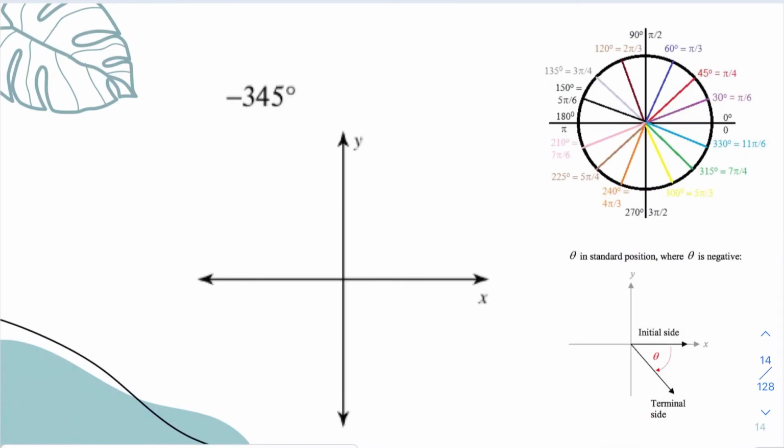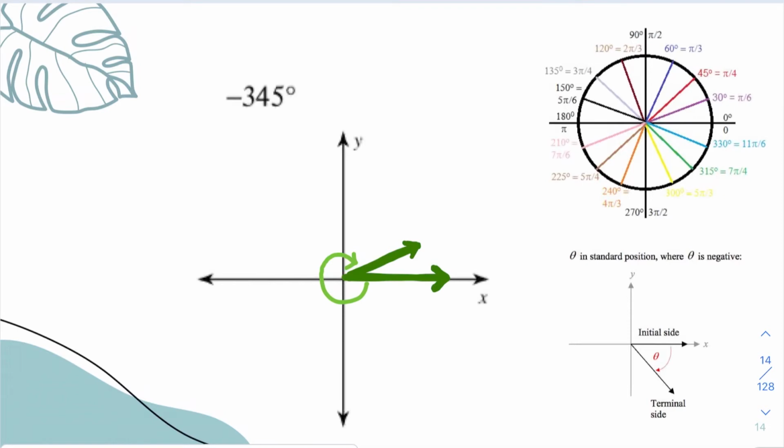All right, I want you guys to try this one on your own. So take a pause. Try to graph this one on your own. You've got how to do standard position in the bottom right corner, and in the top right you have all of the possible angles. So I want you guys to pause this, try this on your own, and then we'll see if you get it right. Okay, here is your answer. So, did you get it right?